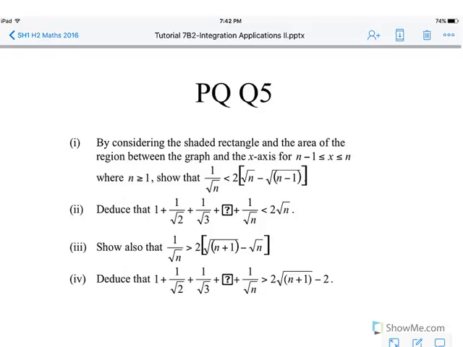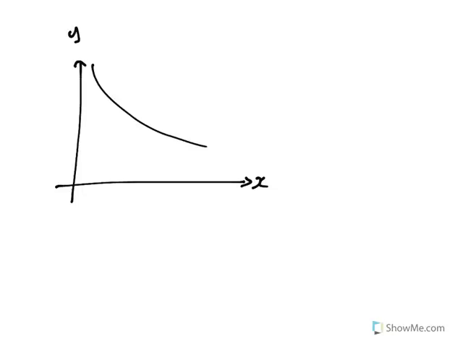The graph is not shown here, so we need to show the graph. This is the question that we have. This is our graph here. This one is x, this one is y. This is our function: y equals 1 over square root x.